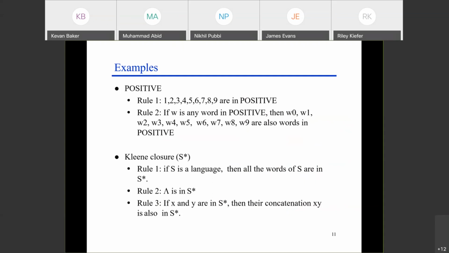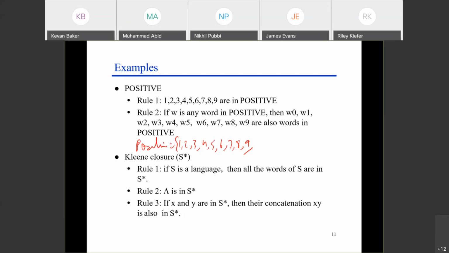If you see our rule 1, we are saying we have a language which is called positive and we want to generate the words, and we are saying rule 1, 1 to 9 are there, so 1, 2, up to 9 are there in my language. So rule 2, if w is any word in positive, how many w's do we have, 9 w's here, 1 as a w, you can use 2 as a w, 3, 4, 5, 6, 7, 8, 9, any word which is in positive will be used as w.